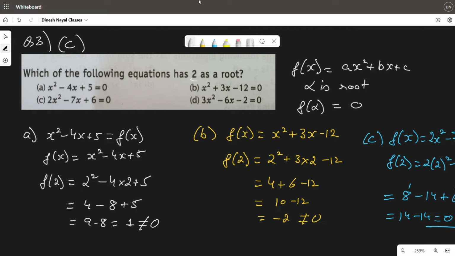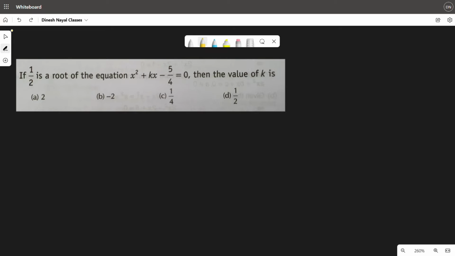Coming on to our next question, question number 4. If 1 by 2 is the root of the equation x square plus kx minus 5 by 4 equals 0, then the value of k is. See, we have already discussed, if a quadratic function is given to you, f(x) is ax square plus bx plus c.